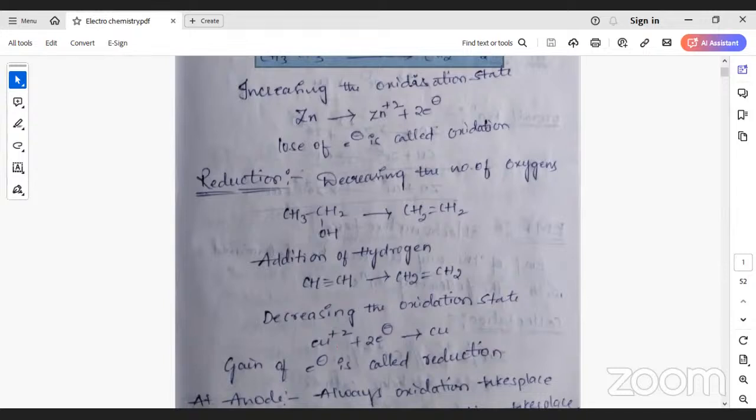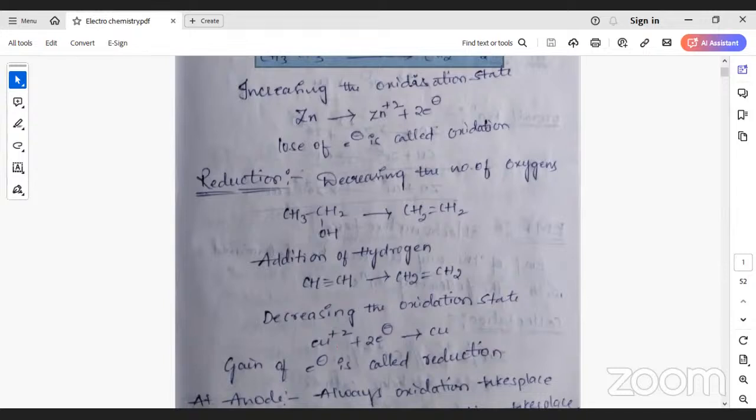Or else, increasing the oxidation state is also called oxidation. Zn gives rise to Zn plus 2. Initially the zinc oxidation state is 0, and further that is converted to plus 2.